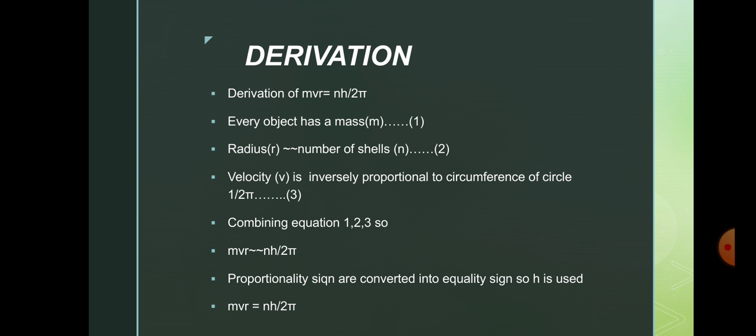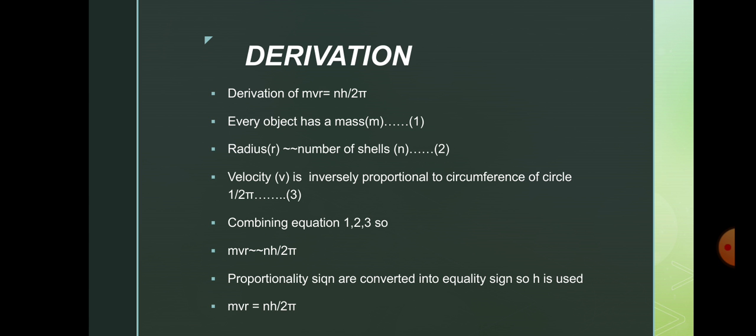Derivation: how we derive the formula mvr equal to nh divided by 2π. Every object has a mass, so it's equation number 1. Radius is directly proportional to the number of shells. When the number of shells increases, the radius increases. So it's equation number 2. Velocity is inversely proportional to the circumference of a circle, which involves 2π. When the circle is large, the velocity is small.